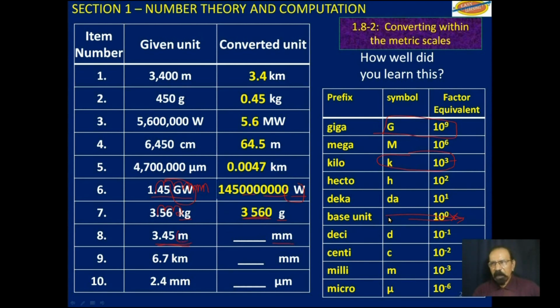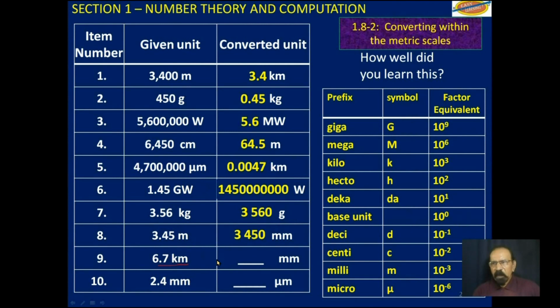Next one, 3.45 meters to millimeters. We are going from a large to a small because milli means 1,000. So we are going from a base unit, meter, to millimeter, which is 10 to the negative third. So 0 minus negative 3 would give you 10 to the third power. Since we're going from a larger to a smaller, we have to multiply. So we need to shift this point 3 places. Remember 10 to the third, 1, 2, 3. And so we get 3,450 millimeters.